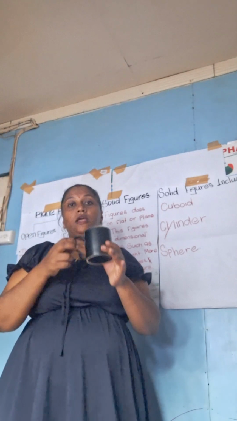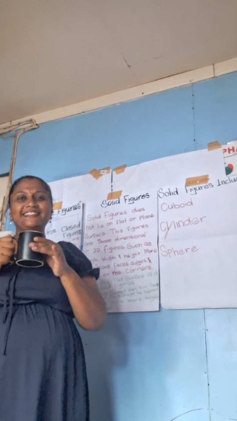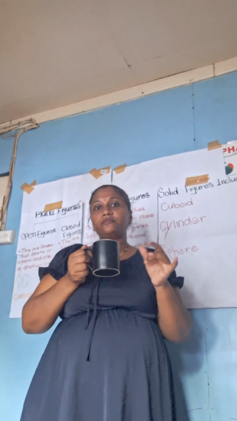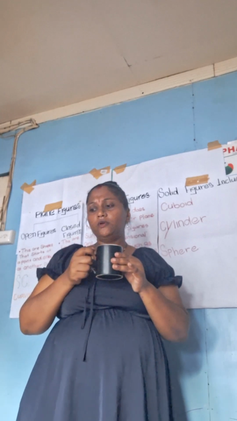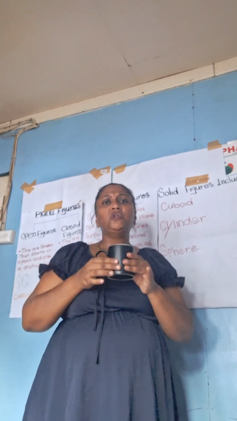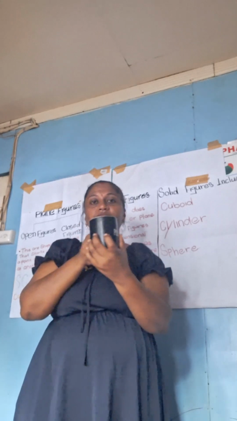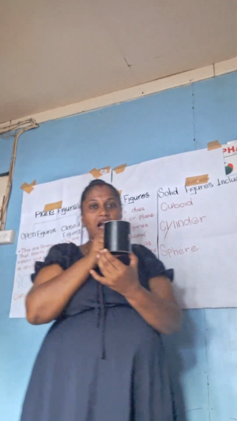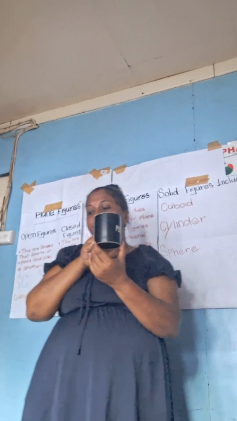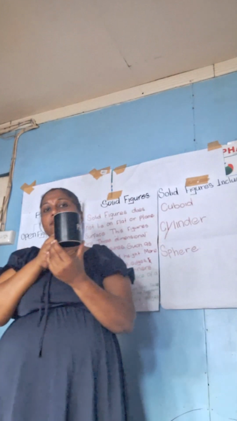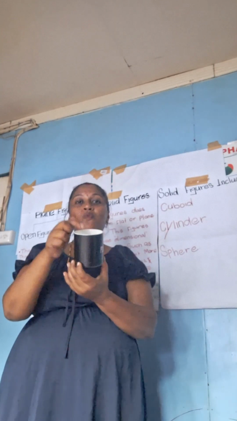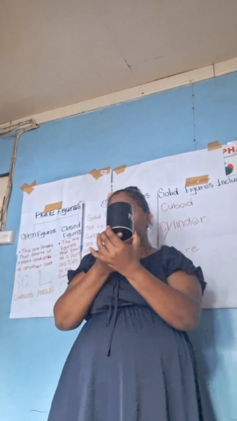So, cylinder, what is a cylinder? Cylinders are circular figures, right? Or the cylinders are mostly in circular shape, such as this mug, right? Can anyone tell me how many faces you see in this cylinder? 2. 1 and 2. Right?